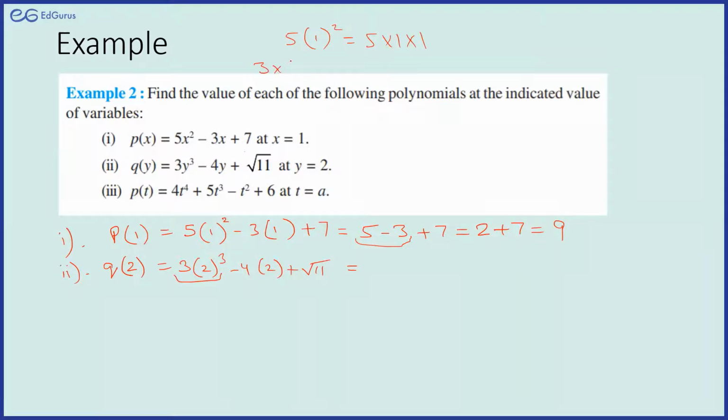3 times 2 whole cube. So 3 times, what is 2 whole cube? This means 2 times 2 times 2. Right? So this is 2 times 2 times 2 is 8. 8 times 3 is 24. So this is 24 minus 4 times 2, 8 plus root 11. So 24 minus 8 is 16 plus root 11. Okay?